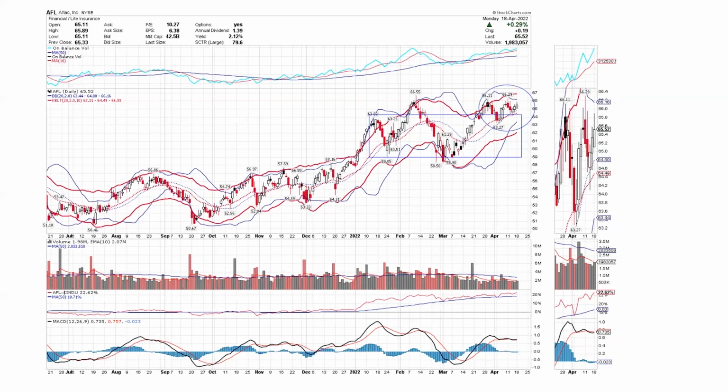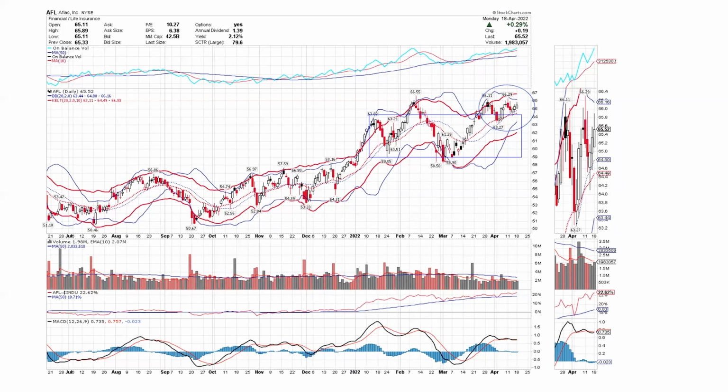Here we have another interesting one from the insurance area, AFLAC. Look at this structure we can identify, and we pull back to the 63-90 area, and we're working back up inside of the band compression from the Bollingers as well as the Keltners. Positive OBV slope, relative strength heading up, modest flattening out on the MACD.